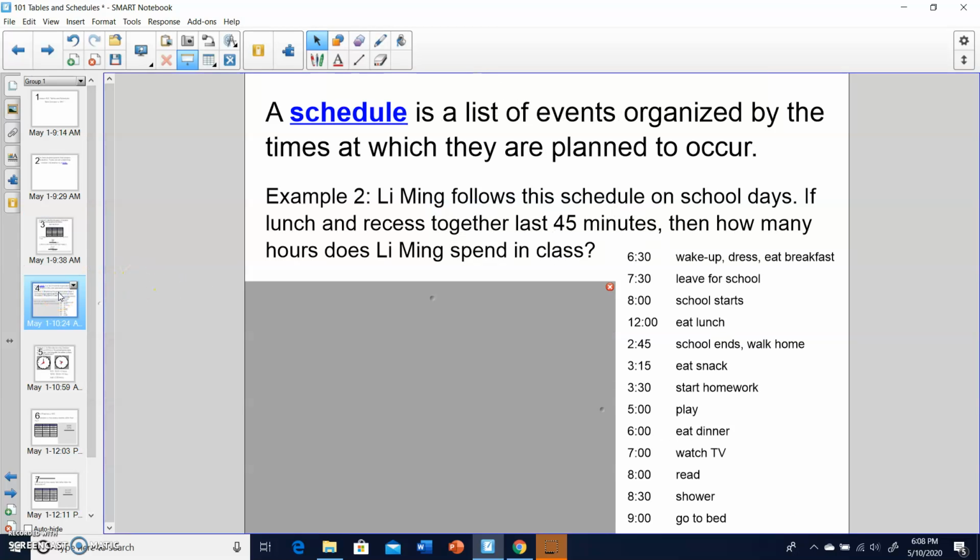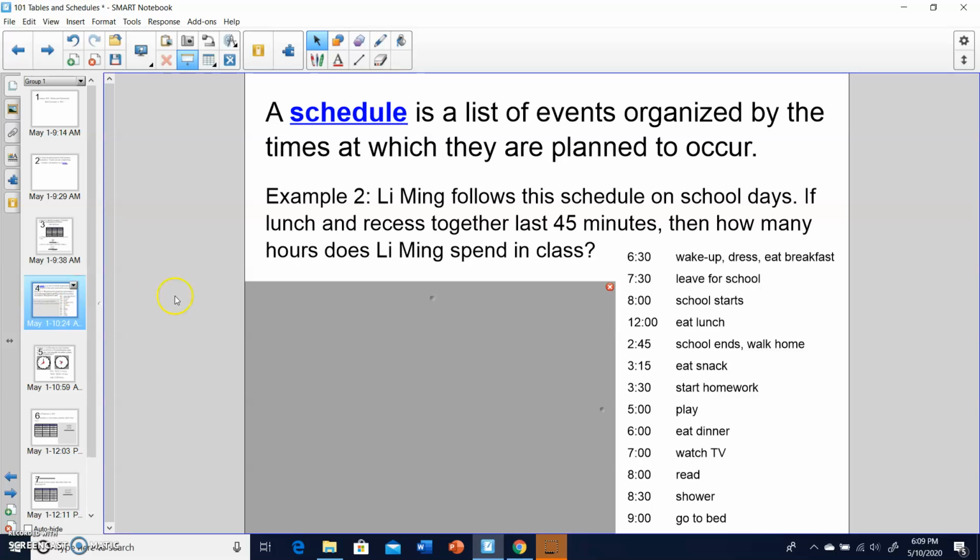Continuing, example 2. The next part is on schedules. So if you turn the page, a schedule is a list of events organized by the times at which they are planned to occur. I'm sure you've seen a schedule before. We've had one up in our classroom, much less detailed than this one. So example 2 says Li Ming follows this schedule on school days. If lunch and recess together last 45 minutes, then how many hours does Li Ming spend in class?